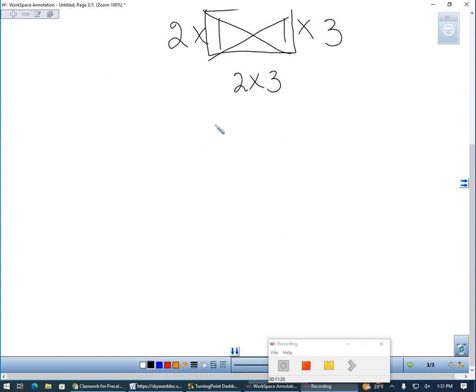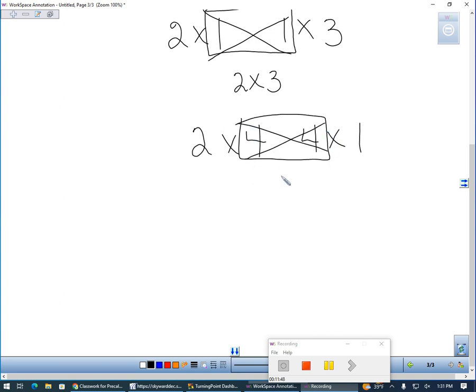Try one more. Let's say I have a 2 by 4, and I want to multiply it by a 4 by 1. So this is 2 rows, 4 columns. This is 4 rows, 1 column. Again, my inside numbers match, so I get to multiply these together, and my end result will be a 2 by 1. Okay? Now, here's how it works.